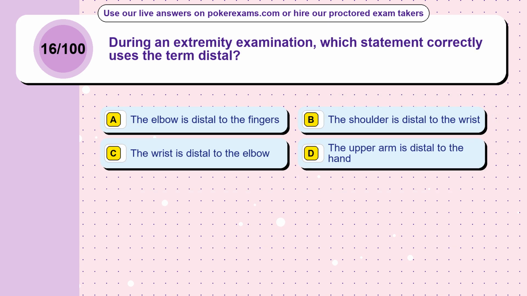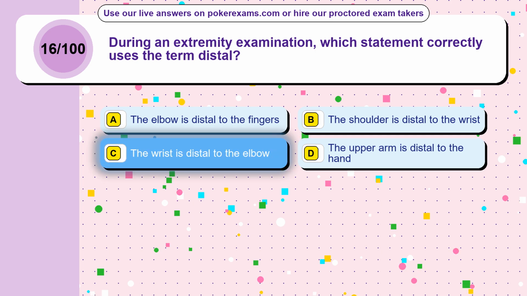Question 16. During an extremity examination, which statement correctly uses the term distal? Option A. The elbow is distal to the fingers. Option B. The shoulder is distal to the wrist. Option C. The wrist is distal to the elbow. Option D. The upper arm is distal to the hand.